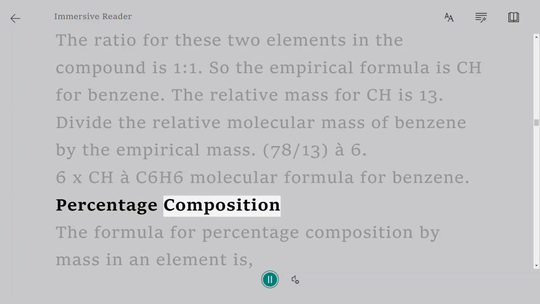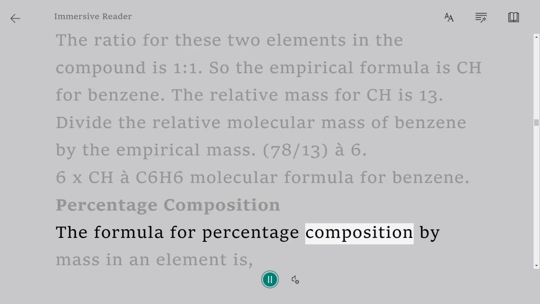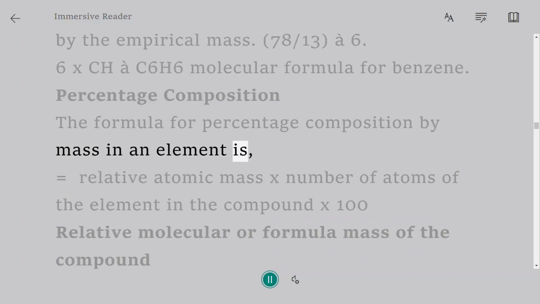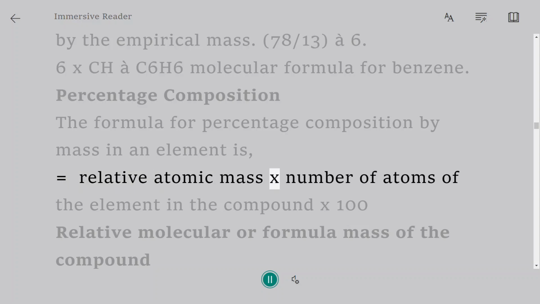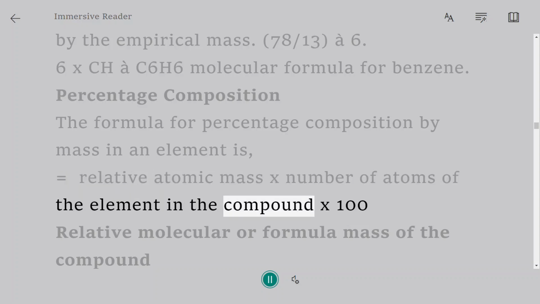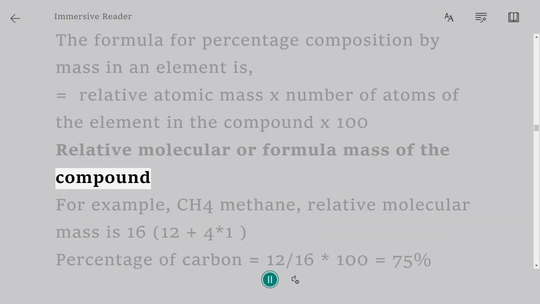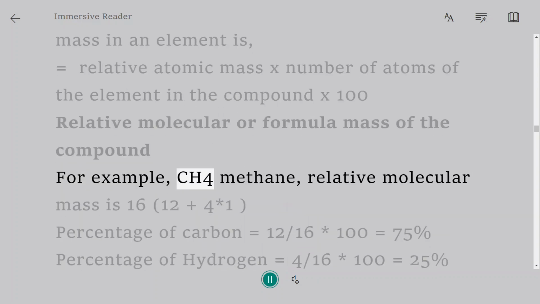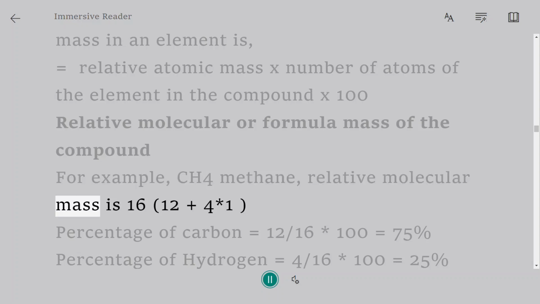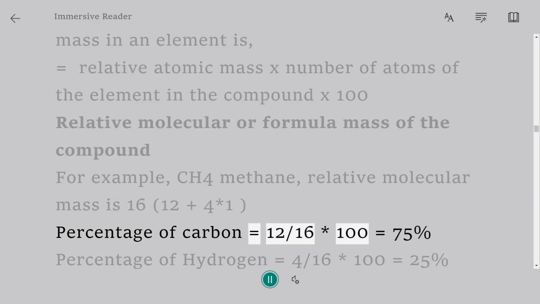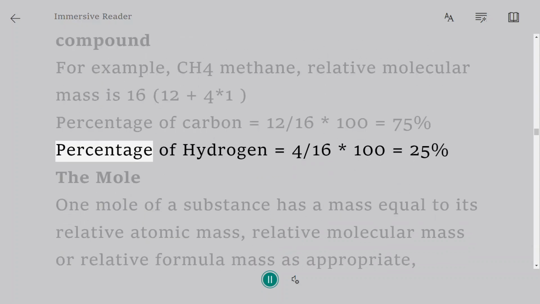Percentage composition. The formula for percentage composition by mass of an element is equal to relative atomic mass times number of atoms of the element in the compound times 100, divided by the relative molecular or formula mass of the compound. For example, CH4, methane, relative molecular mass is 16, 12 plus 4 times 1. Percentage of carbon is equal to 12/16 times 100 equals 75%. Percentage of hydrogen is equal to 4/16 times 100 equals 25%.